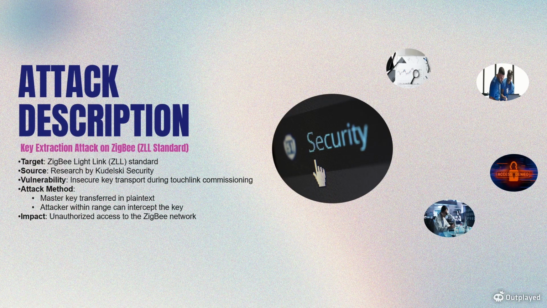So first, the attack description. I will discuss the key extraction attack on ZigBee, specifically targeting the implementation of the ZLL, which is the ZigBee Light Link standard. This attack was highlighted in the research published by Kudelski Security. In this attack, the adversary can exploit the insecure key transport mechanism used during the touch-link commissioning process. During this process, the master key is transferred in plain text, allowing an attacker within range to intercept the key and subsequently gain unauthorized access to the ZigBee network.